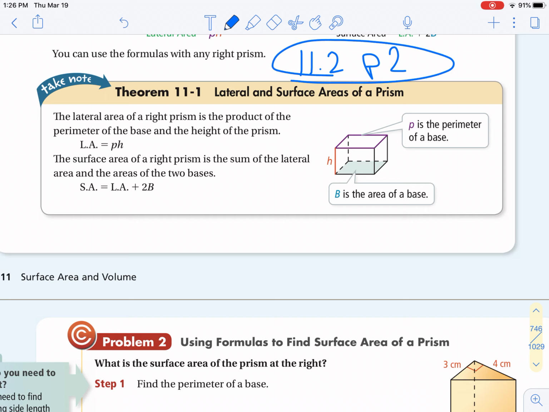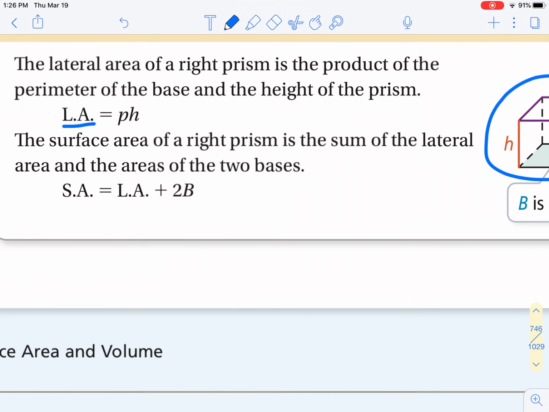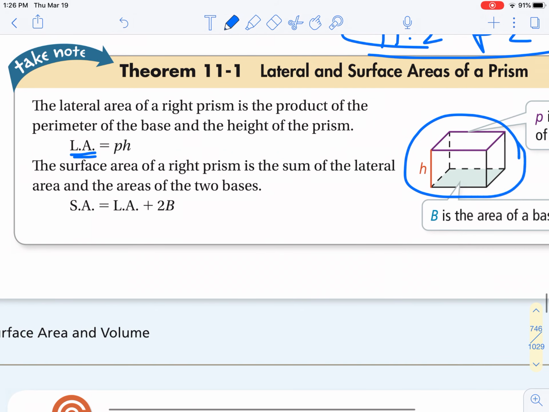And in this video we are going to be finding the surface area of a prism. So what we need to do in order to do that, we need to first find our lateral area. And remember, the lateral area is all the sides added up together. But we have a nice little formula here that says you're going to take that perimeter, multiply it by a height, and there you go, you got it.